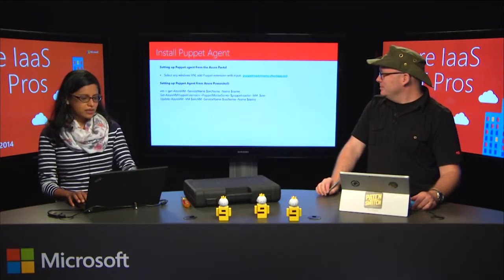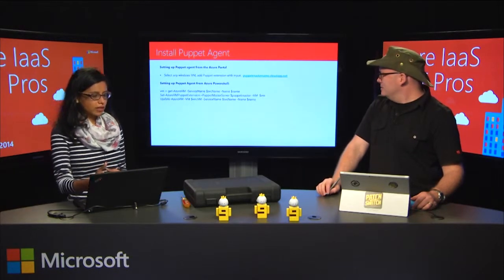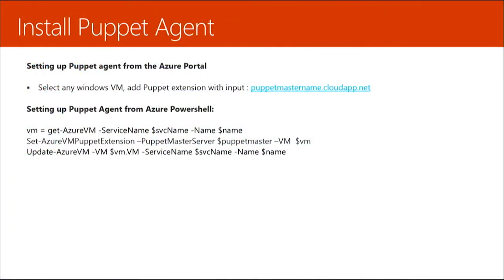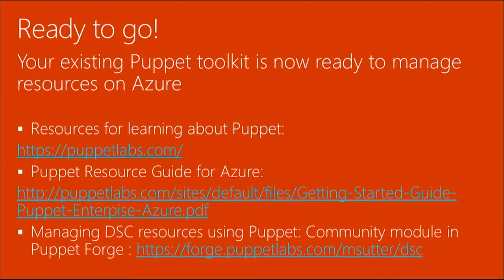For someone who wants to refer to the deck later, I put the steps for setting up the Puppet agent as well. Good. And the PowerShell way of doing it. So at this point, your Puppet toolkit is ready to be used in Azure. Here are a bunch of other resources that you could use. This Getting Started guide from Puppet for Azure is very, very helpful.